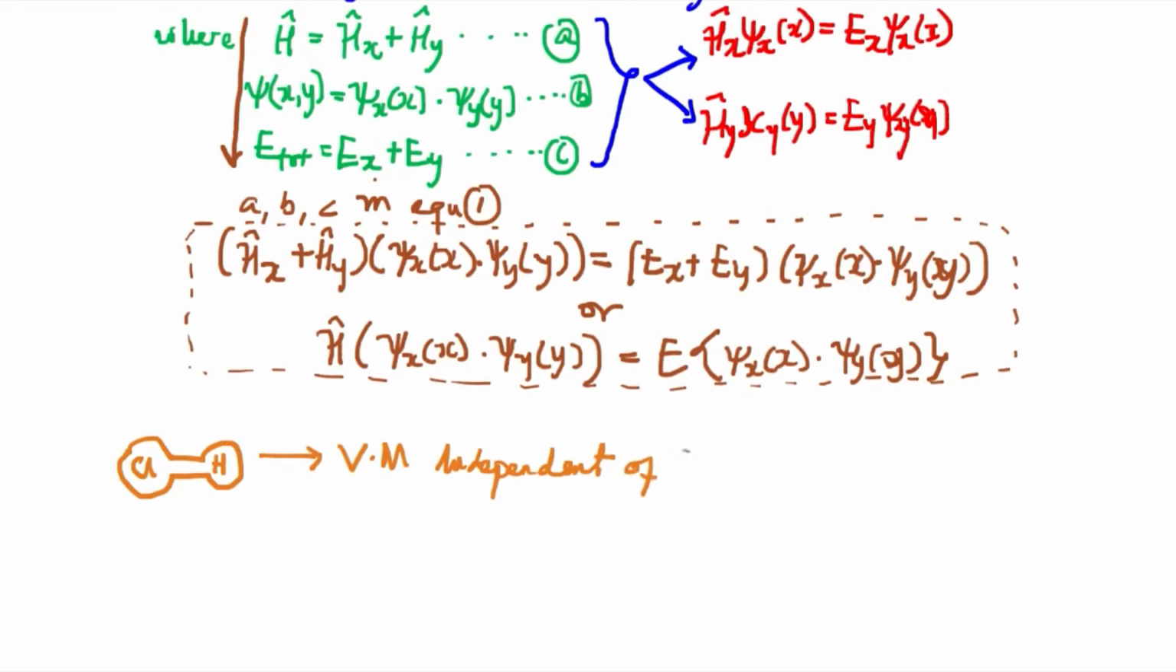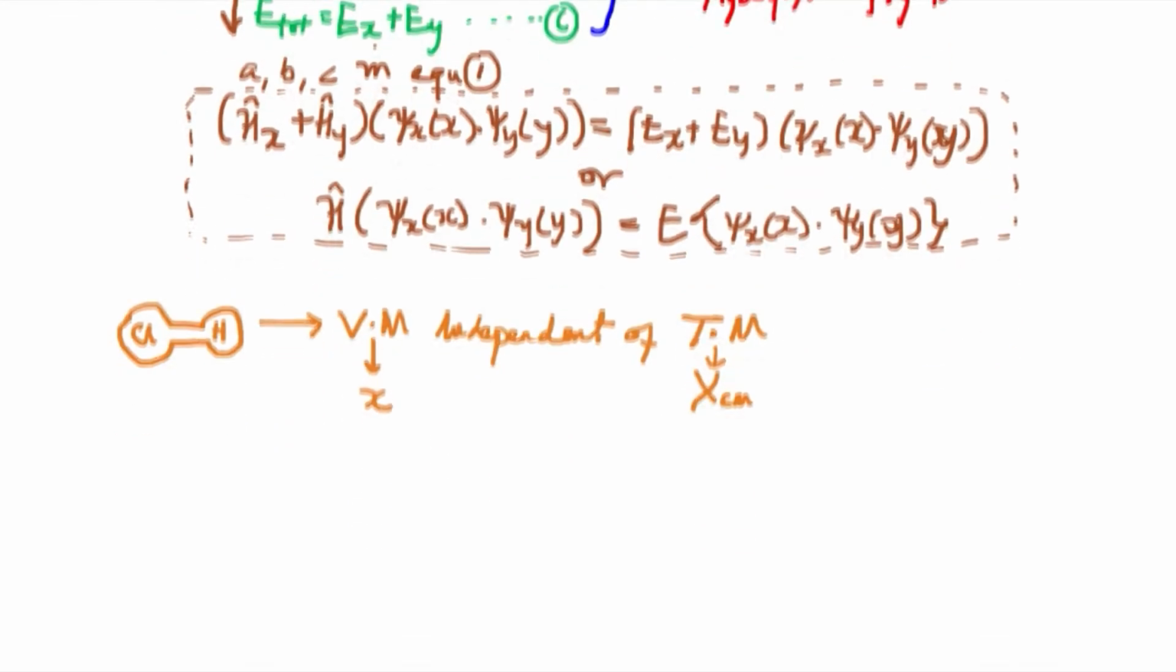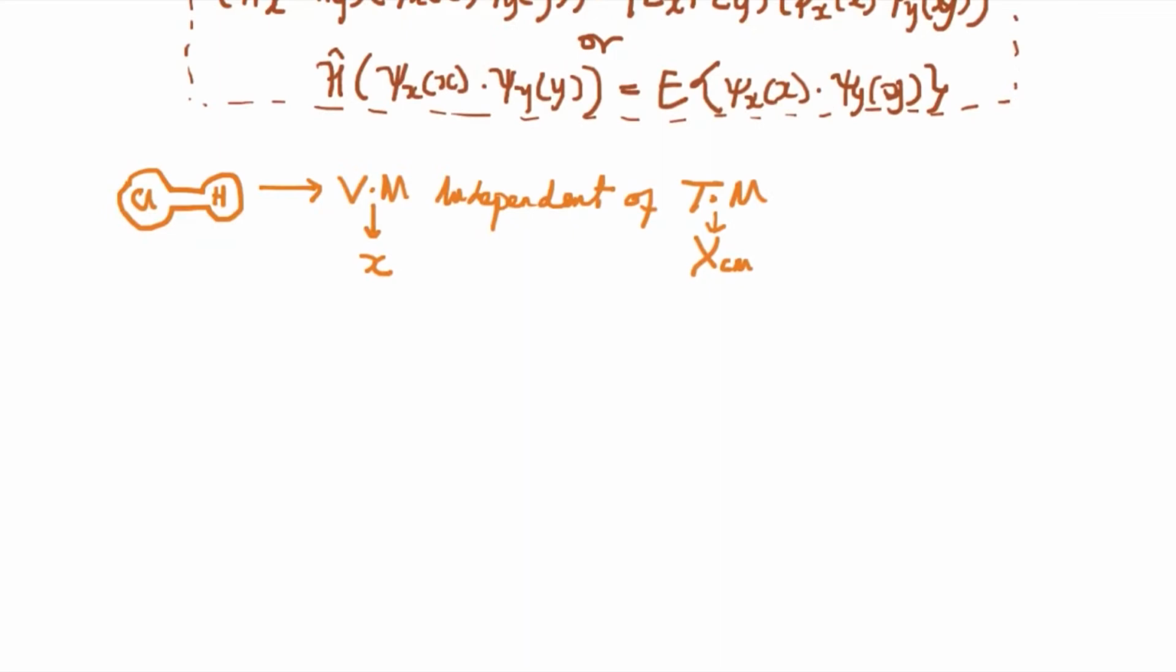our translational motion of the center of mass. So in this case, our center of mass will be expressed as xcm, and for our vibrational motion, our coordinate will be just small letter x. Now we can introduce our Hamiltonian operator for this.